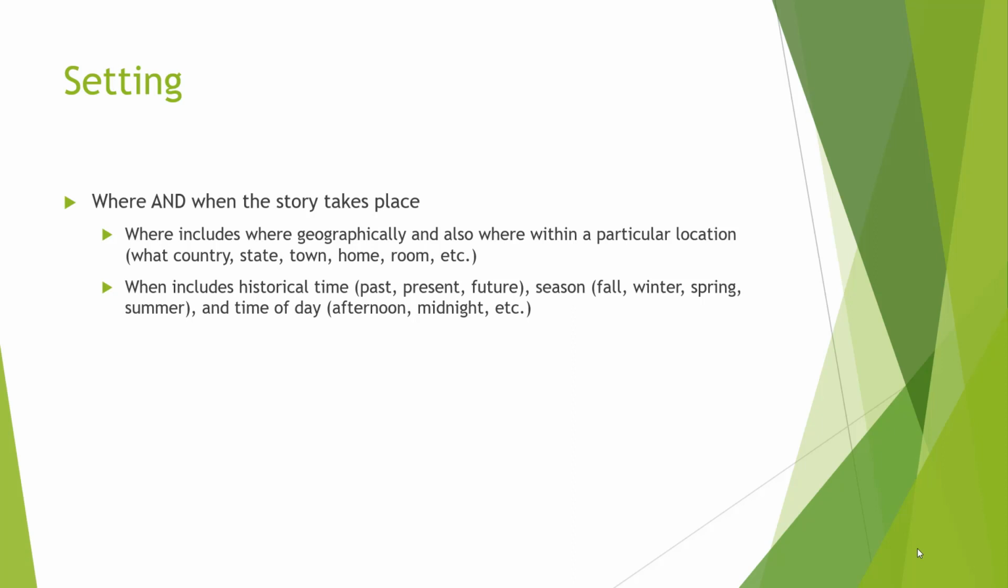Are we in a home? Are we in a barn? Are we in one particular room or a prison cell? Where is this action taking place? And we can have multiple settings within the same literary work. Then we also have the when for the literary work, and this includes the broader sense of historical time. Is this in the past, the present, the future? Is it unclear?